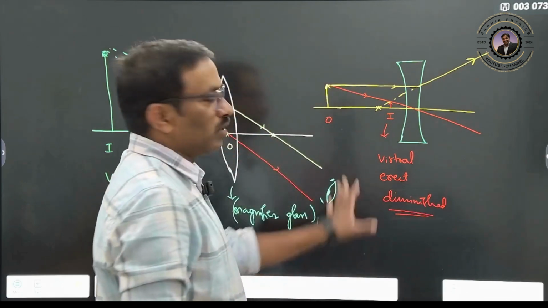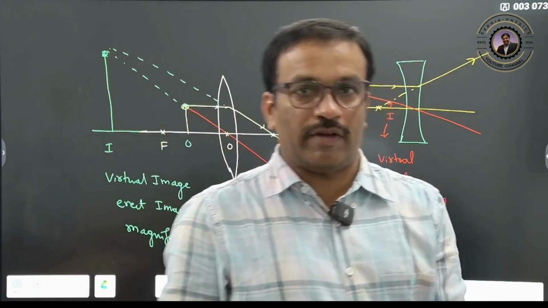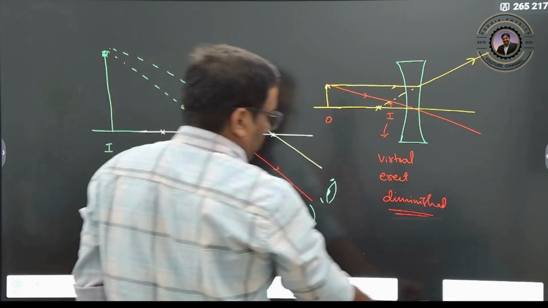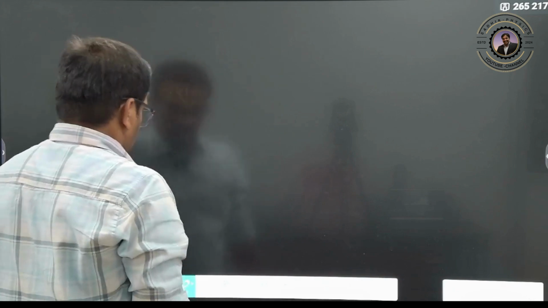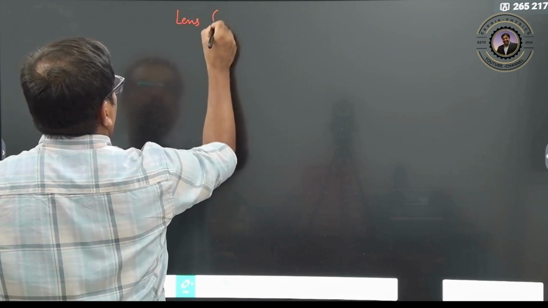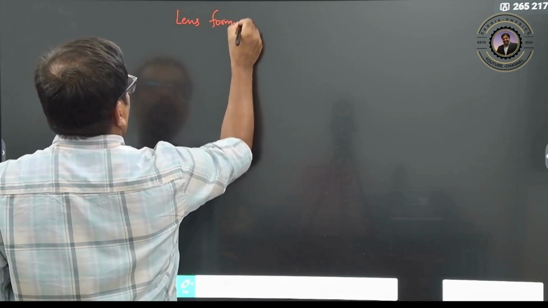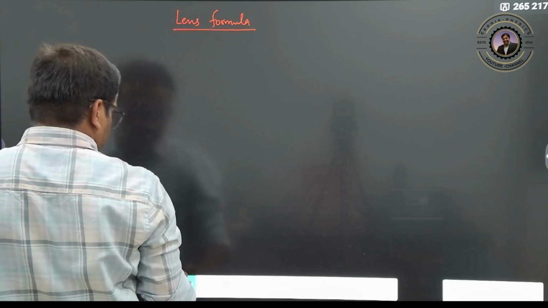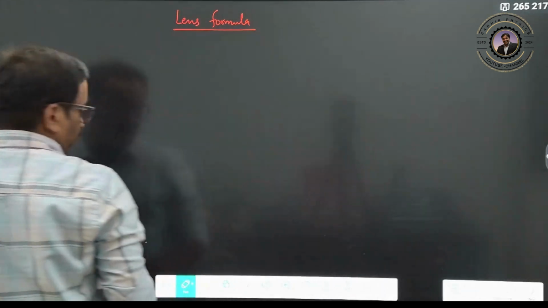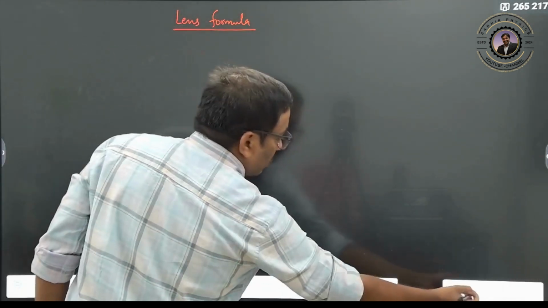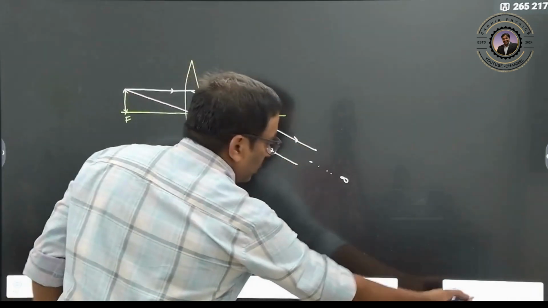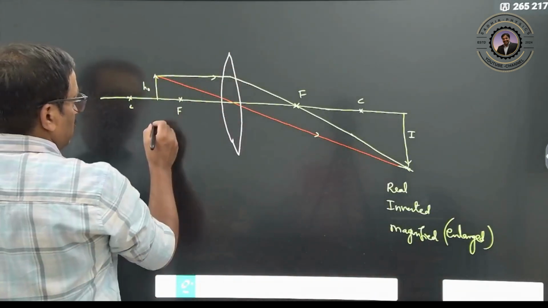Clear? So these are the ray diagrams for a convex lens and concave lens. Right students, we will see one more concept, that is the lens formula. Now let us see here, the lens formula. So here we have drawn so many ray diagrams. Let us see here, so this is what you can write down.